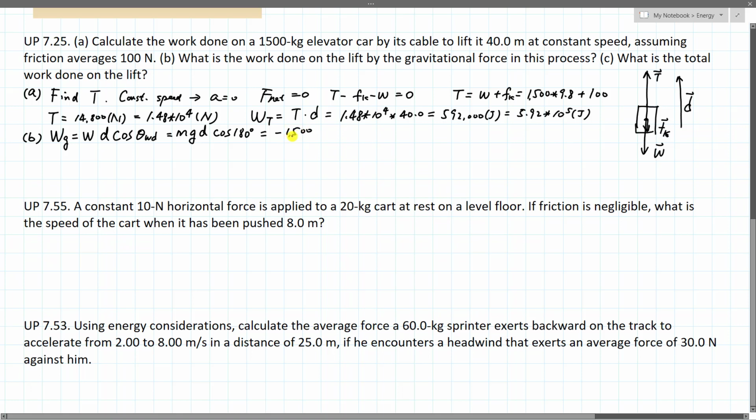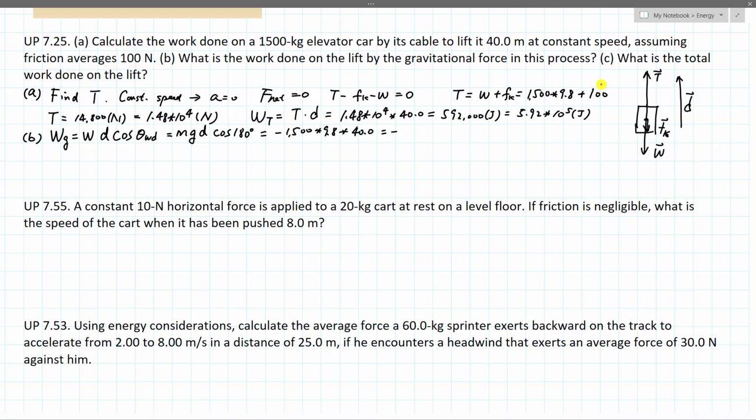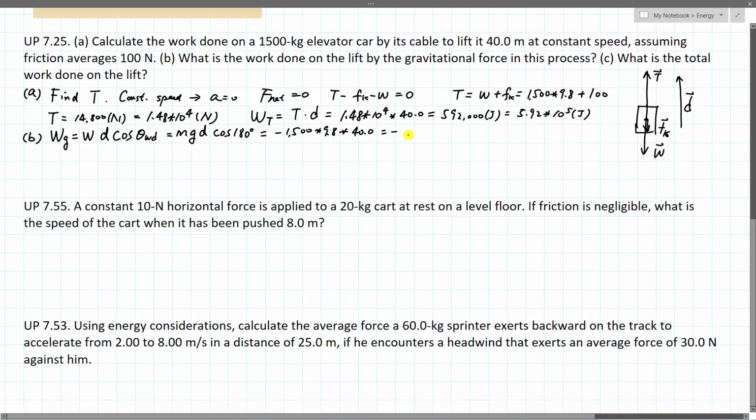1500 times 9.8 times 40. So this is almost the same in absolute value as this quantity, because this 100 is pretty small, right? 1500 times 10 is 15,000, and 1 out of 15,000, that's not even 1%. So it seems like the elevator is operating with pretty good efficiency against friction. So let's calculate this quantity here.